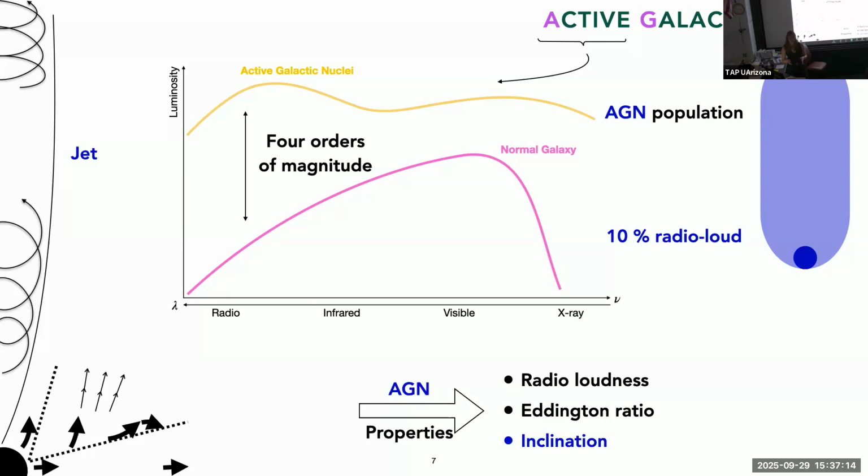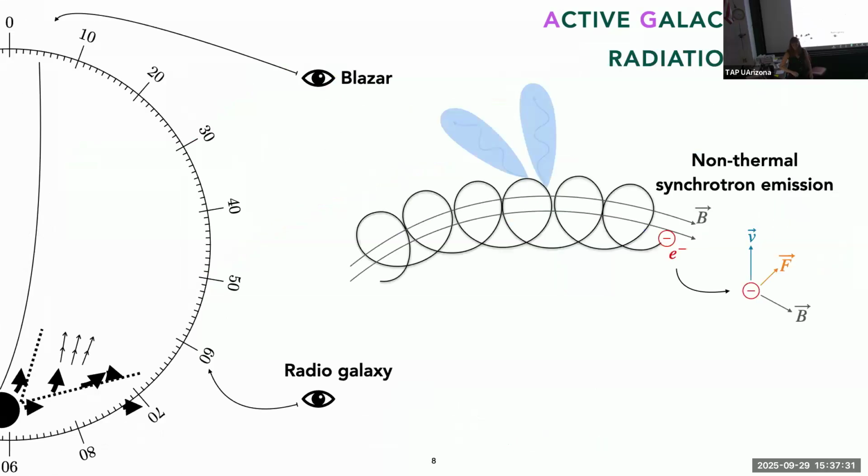AGN can be classified by 3 properties, mainly the radio loudness, the Eddington ratio, and the inclination. And I will focus the rest of the talk, if we talk about types of AGN, on the inclination. AGN can be studied in various frequencies, basically across the whole electromagnetic spectrum, and in my case, in non-thermal synchrotron emission.